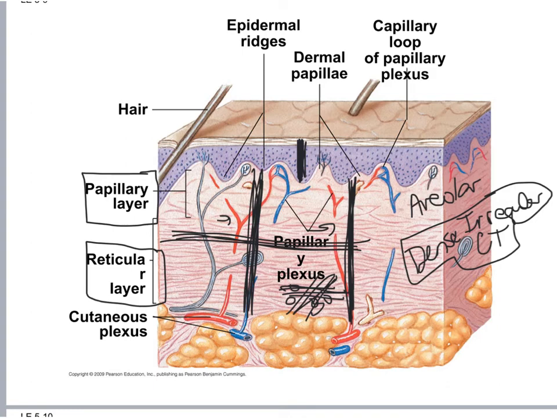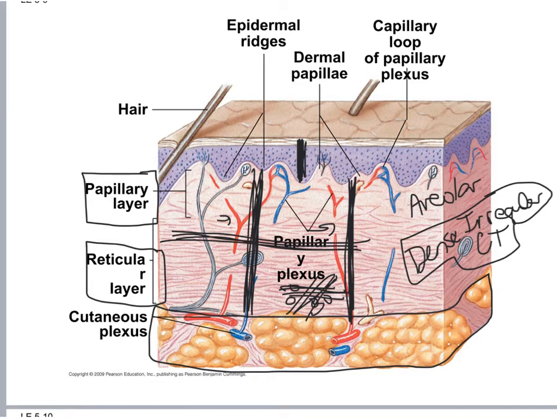Then the bottommost layer here is called the subcutaneous layer. Underneath the dermis, we have the subcutaneous or hypodermis layer. Have you heard of a subcutaneous injection, or a hypodermic needle? Those are intended to inject medicine down here in the subcutaneous or hypodermis layer. Again, it's not part of the cutaneous membrane, but it's an important part of the integument.